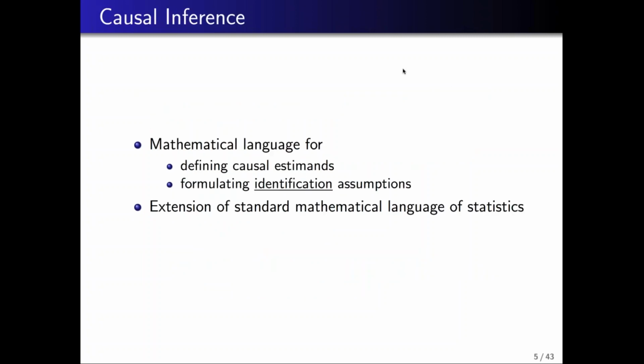So causal inference is a mathematical language for defining causal estimands, and it's also a language for formulating what we call identification assumptions. What kind of assumptions do you have to make in order to learn about these causal estimands from the observable data? And it's really an extension of the standard mathematical language that we use in statistics, which is really focused on looking at associations.